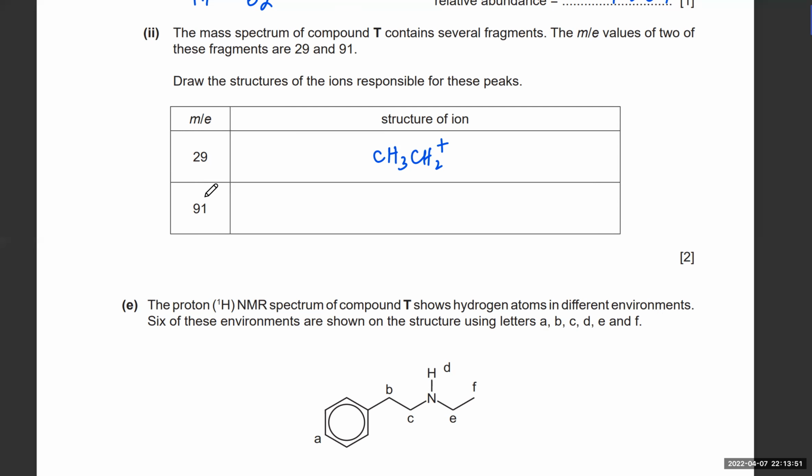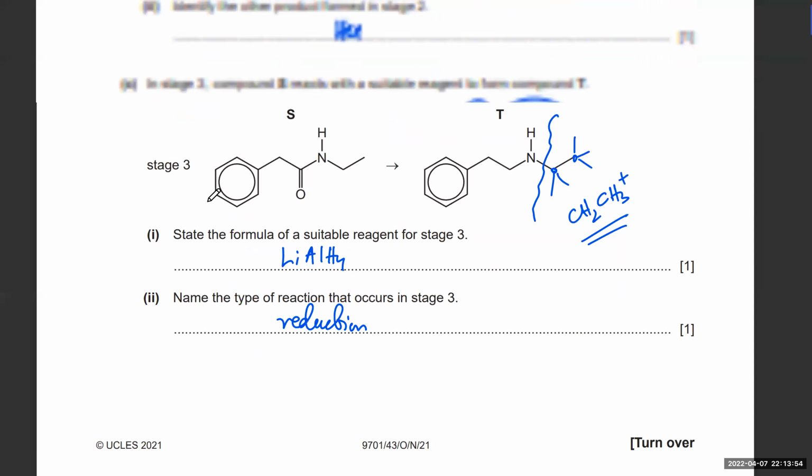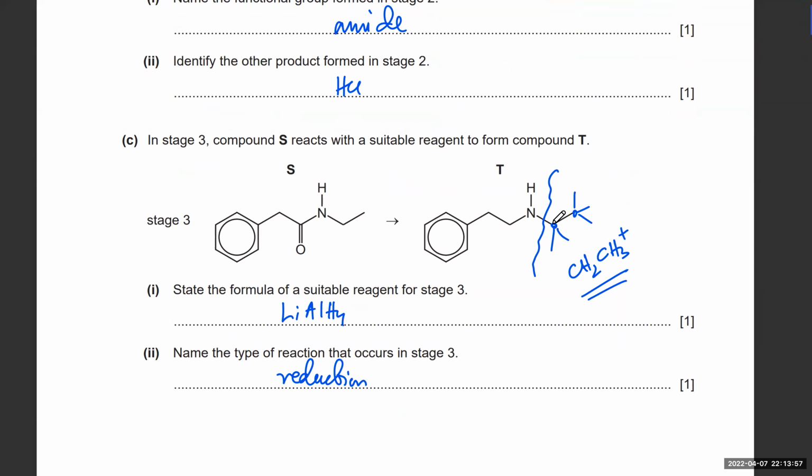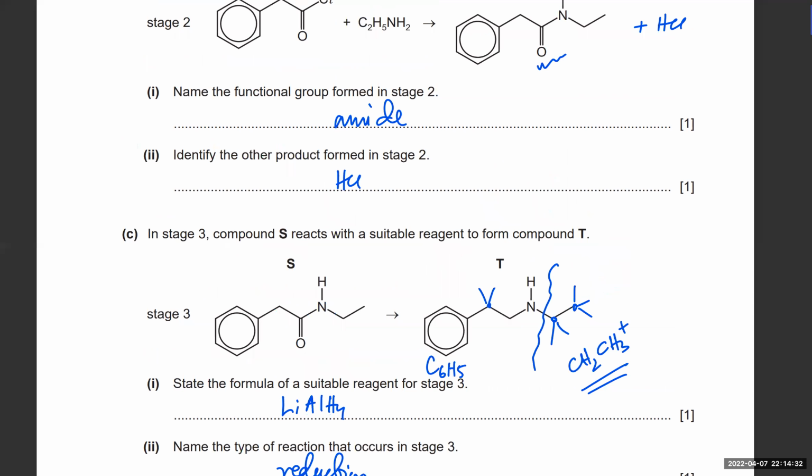And then there is a 91 as well. So what could be 91? That's slightly more difficult. How do you calculate 91? This is C6H5. Can anyone tell me what the mass is? 12 into 6, that's 72, so up to this point it's 77. You add 14, one carbon and two hydrogens to it. So 77 and 14, that's 91. So it's probably this fragment over here. This is going to be 91.